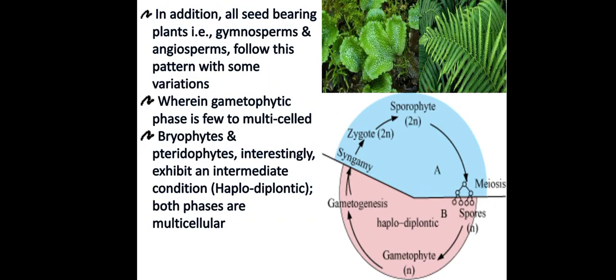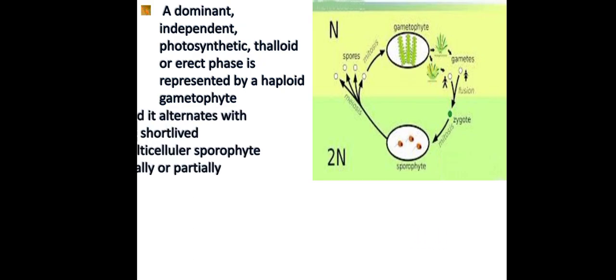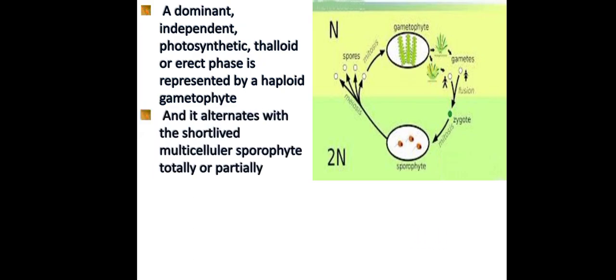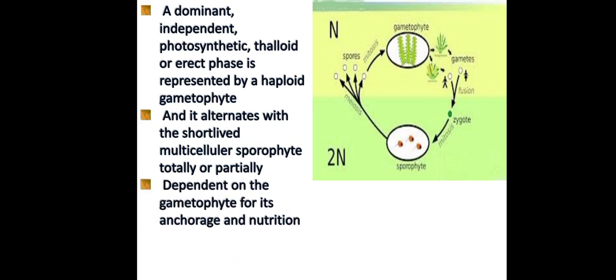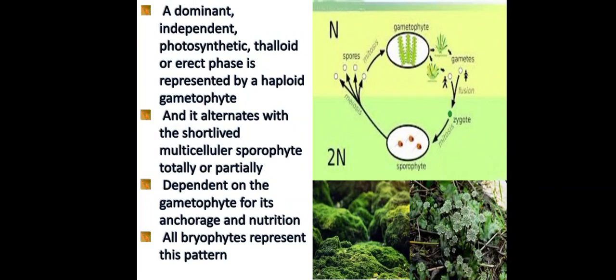What is the haplodiplontic pattern? Let's see. A dominant, independent, photosynthetic, thalloid or erect phase is represented by a haploid gametophyte, and it alternates with the short-lived multicellular sporophyte, totally or partially, and it is dependent on the gametophyte for its anchorage and nutrition. All bryophytes represent this pattern.